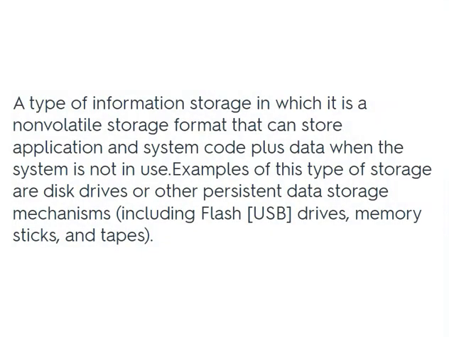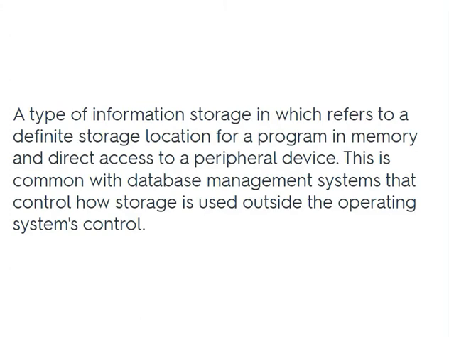A type of information storage in which it is a non-volatile storage format that can store application and system code plus data when the system is not in use. Examples of this type of storage are disk drives or other persistent data storage mechanisms. Secondary storage. A type of information storage in which it refers to a definite storage location for a program in memory and direct access to a peripheral device. This is common with database management systems that control how storage is used outside the operating system's control. Real memory.